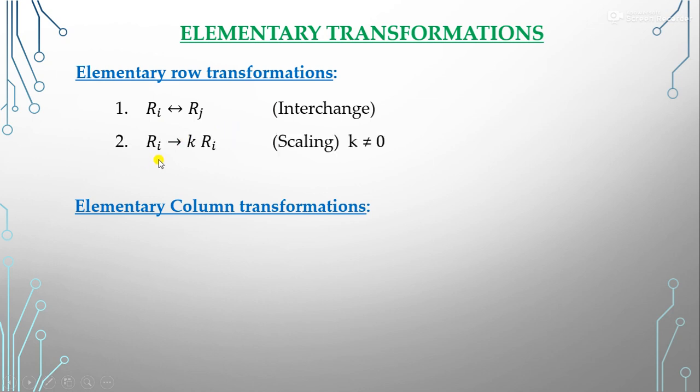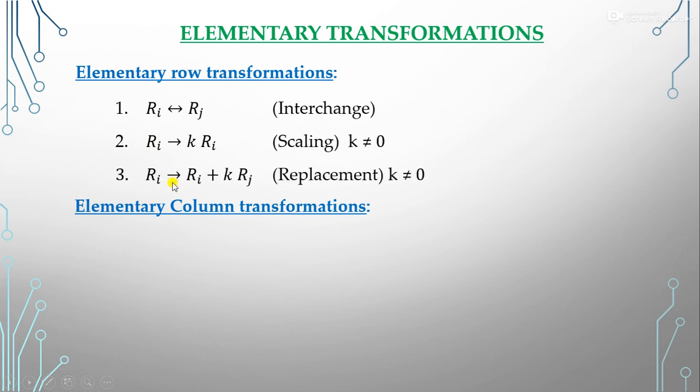Second operation is Ri to kRi, scaling. What does it mean? It means that if you want any row of the matrix to be multiplied by 1, 2, 3, or any scalar quantity, you can do it. It doesn't affect your matrices.